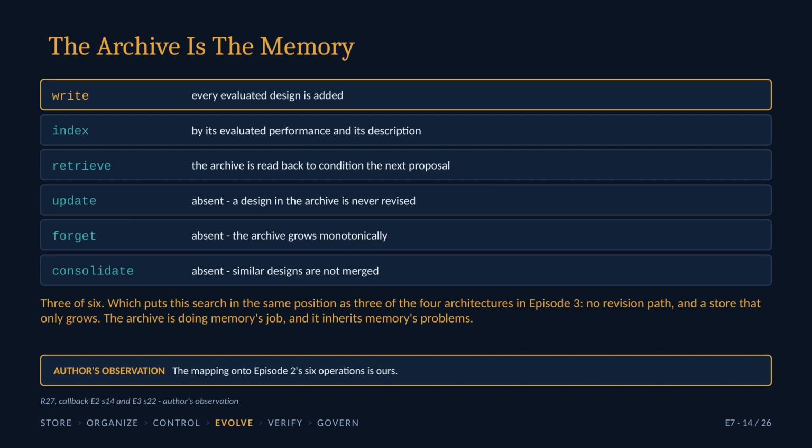And here is something the optimization framing hides. That archive is a memory store, so read it through episode 2. Right, every evaluated design is added. Index, by its performance and its description. Retrieve, the archive is read back to condition the next proposal.